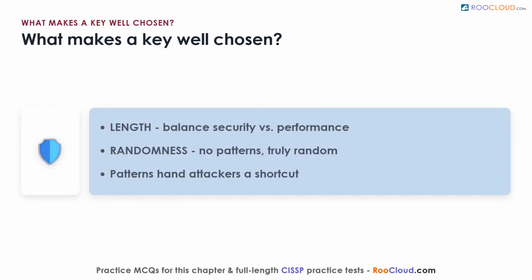What makes a key well chosen? Two things: length and randomness. Pick a key length that balances your security needs against performance, since longer is stronger but also heavier. Then make sure the key is truly random. Any pattern in the key hands an attacker a shortcut and weakens the whole system. Think of a padlock combination. The more digits it has and the less predictable those digits are, the harder it is to guess your way in. A well-sized, genuinely random key is the foundation everything else rests on.